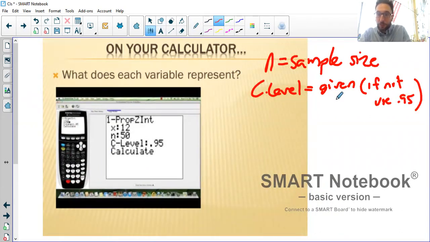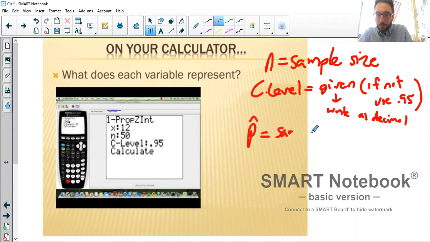And although the confidence level is a percentage, we're going to have to write it, I think, as a decimal. I don't know if you put in 95 if it would work. There's only one way to find out. Try it, see what happens. And so our primary focus is what's up with this x. That's the one new thing. Oh, sorry. We also need to know what p hat is, our sample percentage. That's something we should also be familiar with.